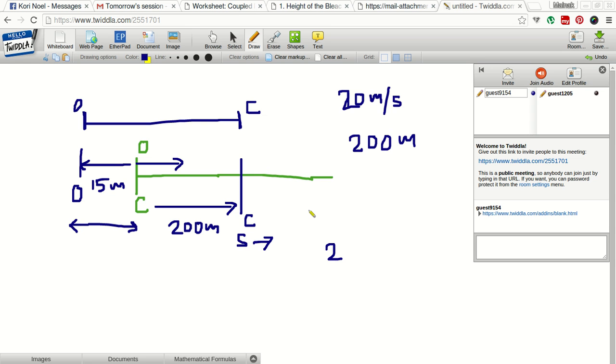Can you tell me? Well, you would have to subtract 15 from 200, which would be 185, right? So this is the idea of relative distance. Relative distance, relative displacement. It depends exactly upon the direction of both individual directions.